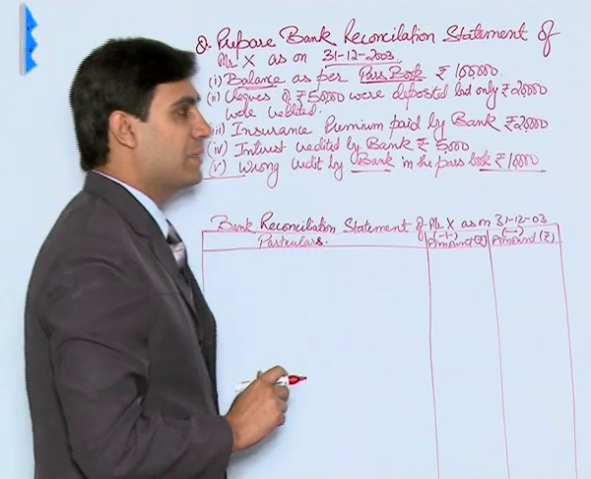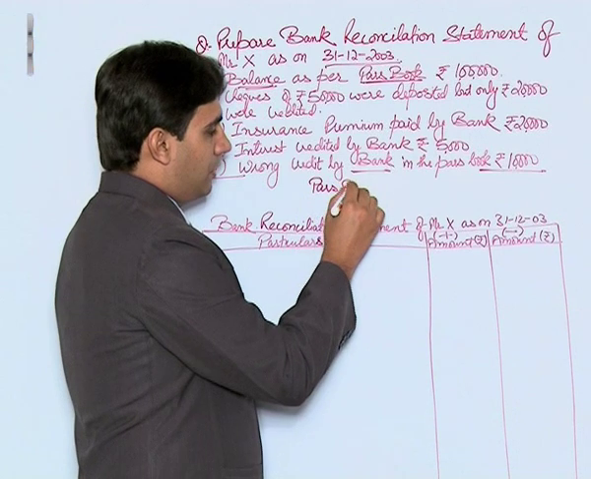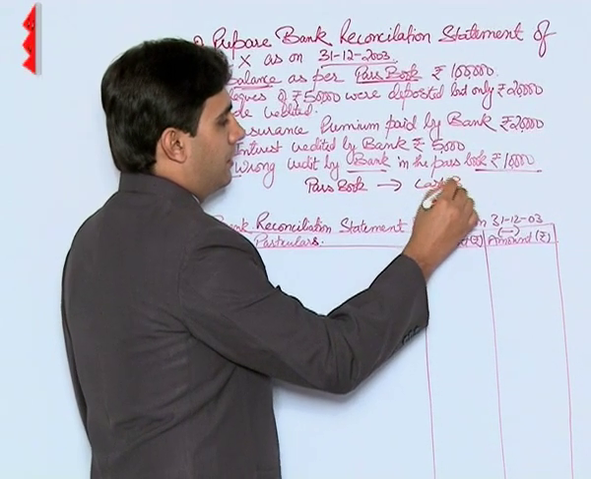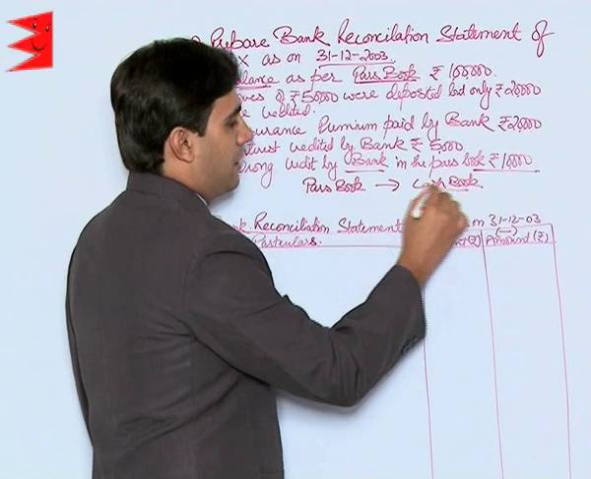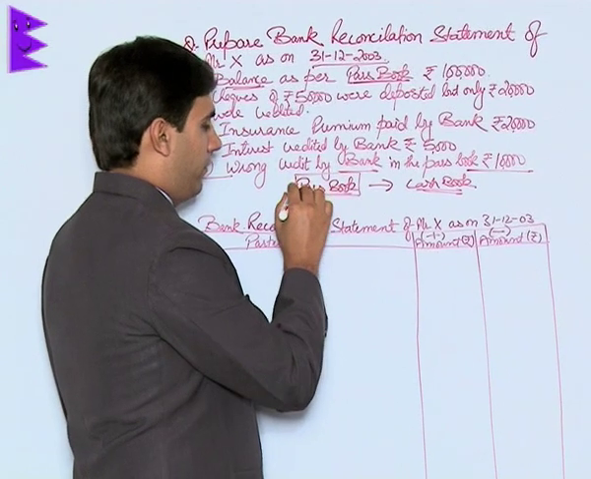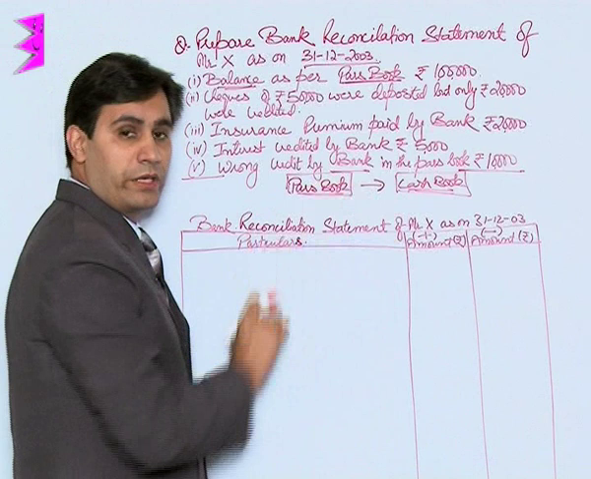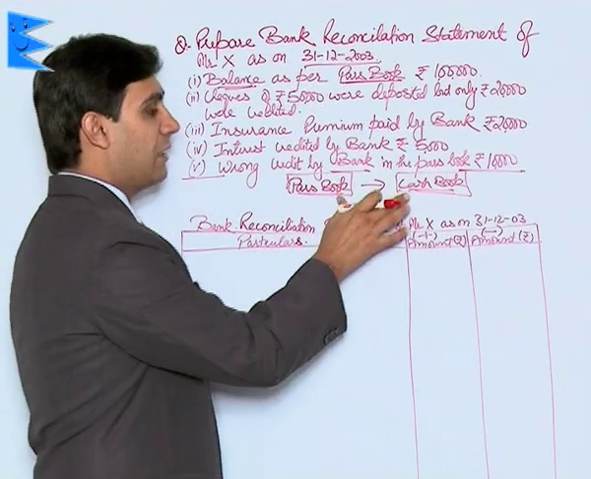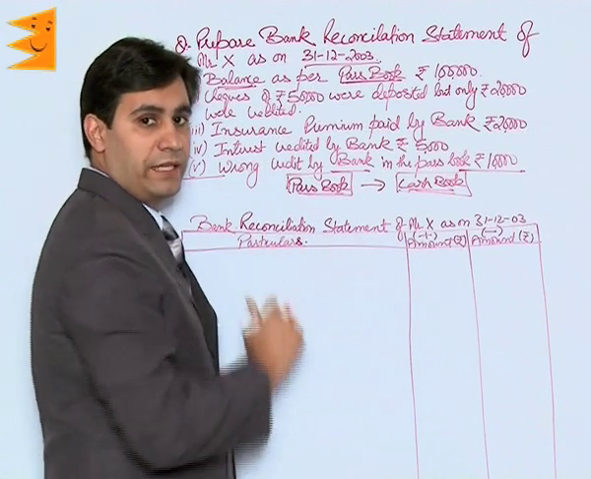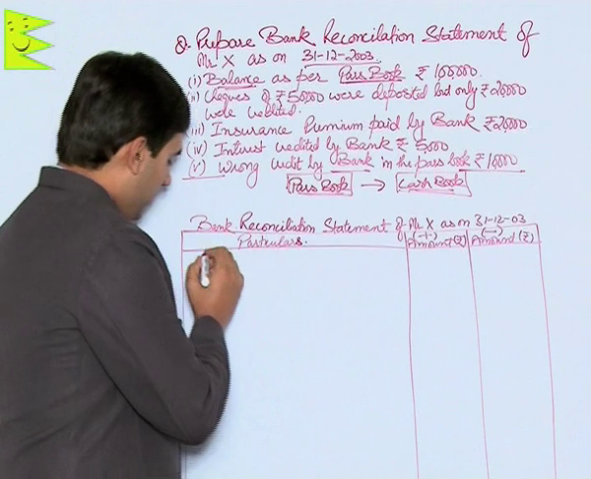And we are given the passbook balance. That means we are given the passbook balance and we have to calculate the cash book balance. We'll use this space for working notes or for our calculations in determining which entry will appear on the positive and the negative side. Now, balance as per passbook.